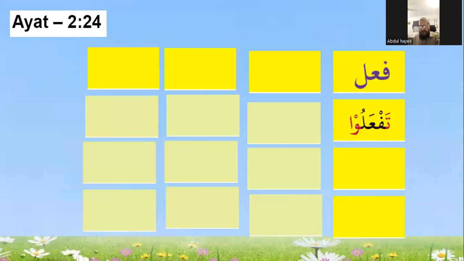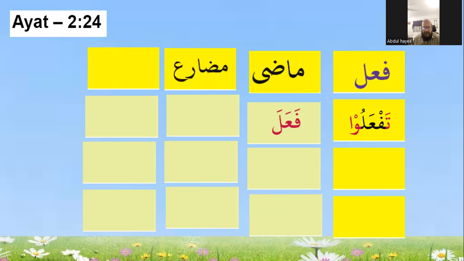Let's have the taf'alu. Can you give me the madi of this word? Remove the alamat, the waw alif plural sign. So fa and lam. From fa and lam, what madi word? Fa'ala. What is the mudari then? Yaf'alu. What about amr? If'al. Good. Excellent.